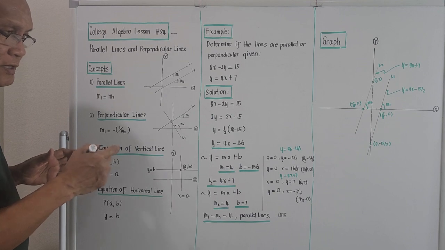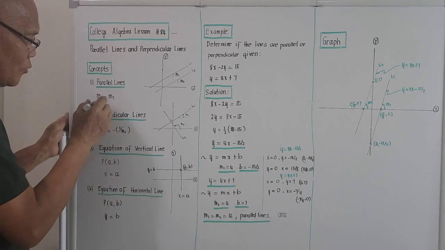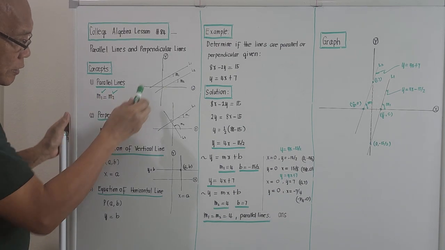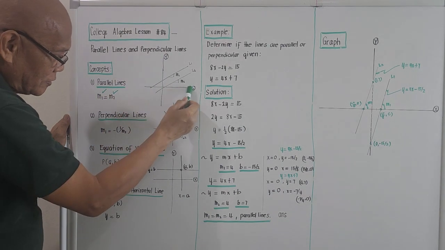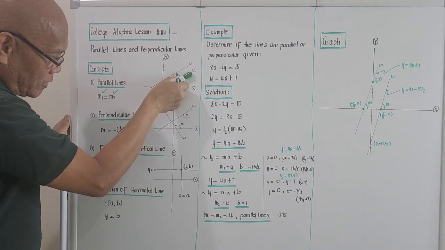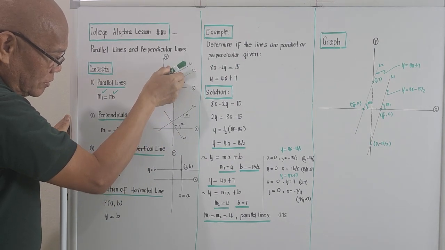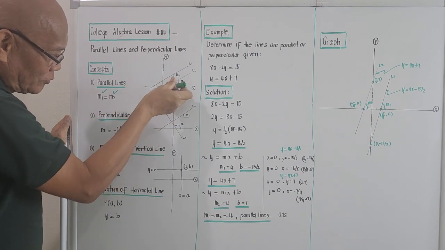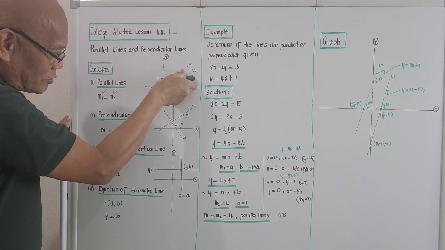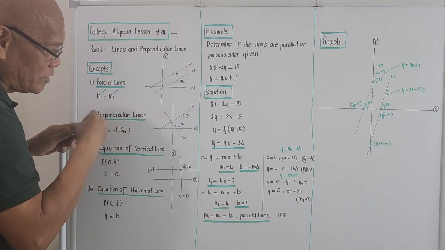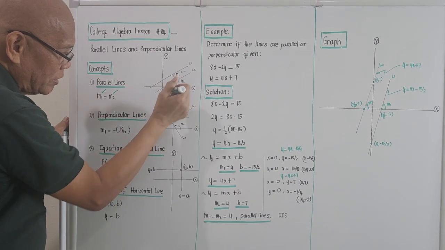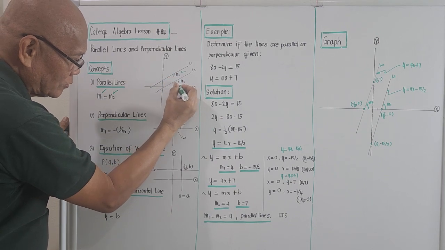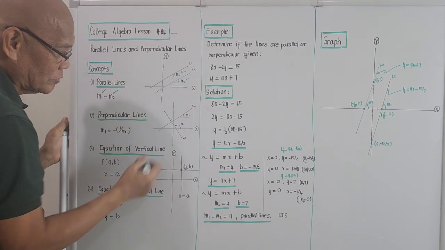For parallel lines, the relationship of the slopes is that M1 is equal to M2. If this is the y-axis, this is the x-axis, this is line number 1 and this is line number 2, the slope of line number 1 with respect to the horizontal, it is always with respect to the horizontal, is designated as M1. And the slope of line number 2 with respect to the horizontal is designated as M sub 2.